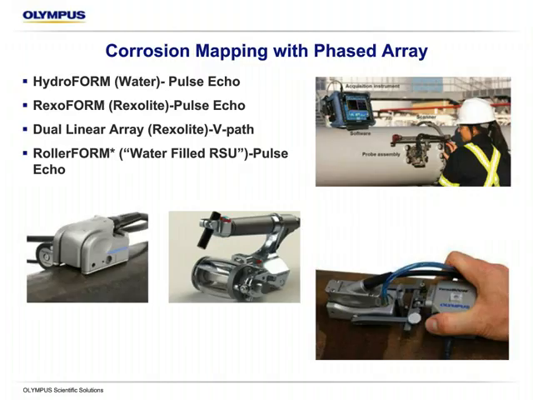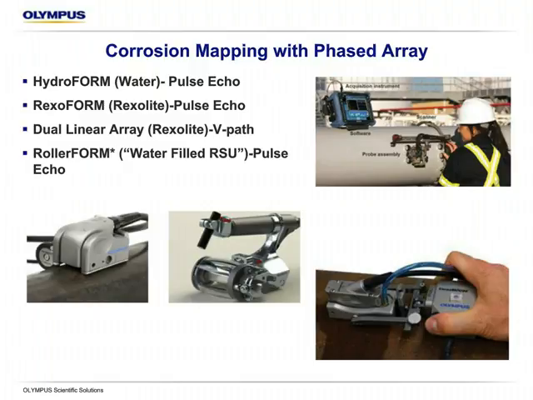So, corrosion mapping with phased array. About 4 years ago, Olympus came out with a system called the HydroFORM, which was our first real dedicated foray into corrosion mapping with phased array. And now we have 3 or 4 solutions, so it's one of the reasons we're talking about it today, because it might be a little confusing what's right for any one customer or any one application. So this is just the quick resume of them. We'll go through them a little bit deeper.